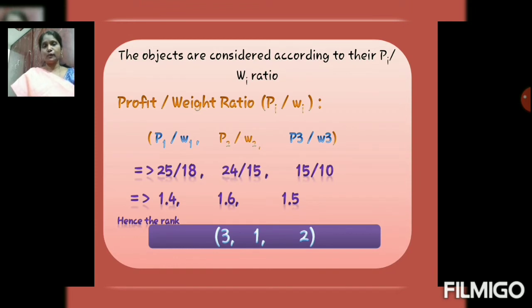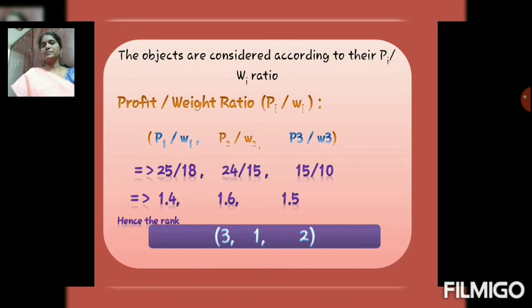Depending upon the profit and weight ratio of the items. The profit weight ratio is calculated as pi by wi, where p stands for profit and w stands for weight; pi is the profit of the item and wi is the weight of the item. Now we have three items, so we calculate p1/w1, p2/w2, p3/w3. Count the ratio of all the three items.